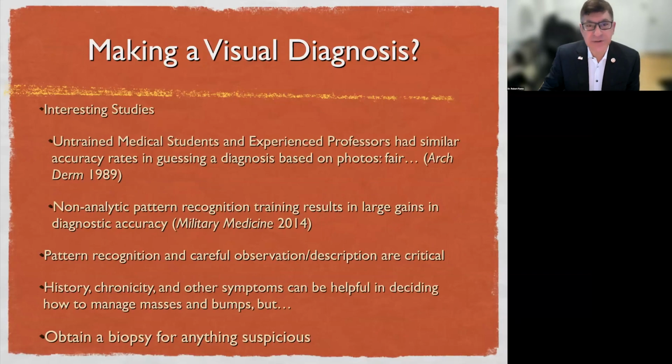One of the interesting questions is about this idea of making a visual diagnosis. A study done about 30 years ago showed that untrained medical students and experienced professors had similar accuracy rates in guessing a diagnosis based on just photographs. It was fair. Other studies have shown that non-analytic pattern recognition training results in some large gains in diagnostic accuracy. So we're going to be using both pattern recognition and careful observation and description tactics, using also the patient's history, chronicity, and other symptoms to help us decide. Ultimately, a biopsy is going to be our gold standard, and we'll always be thinking that that's going to be our backup plan.